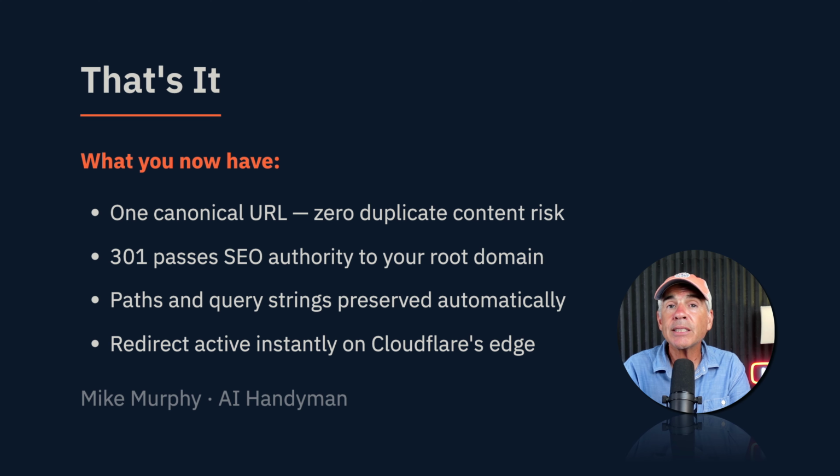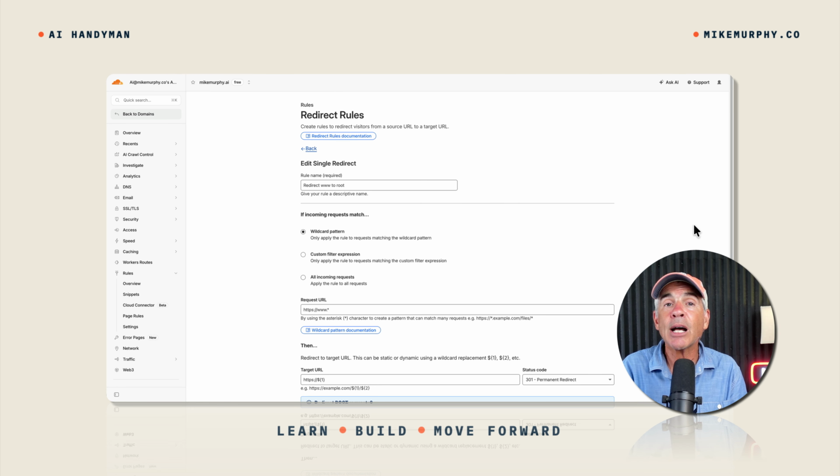Nice. I just did a very important step for my new website. I just told Google and all the other search engines that I have one canonical URL. That is mikemurphy.ai. Now, people can still use www, but it is always going to redirect them to my canonical URL. So Google's not going to flag me for serving duplicate content. The 301 redirects are going to protect my SEO authority and are going to take people to the correct, or canonical, URL that I chose. And that is how to set up redirect rules on Cloudflare.